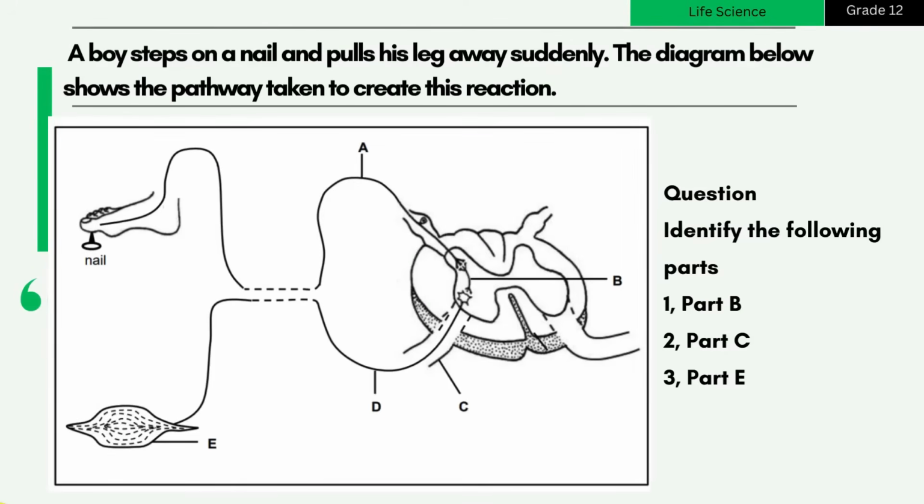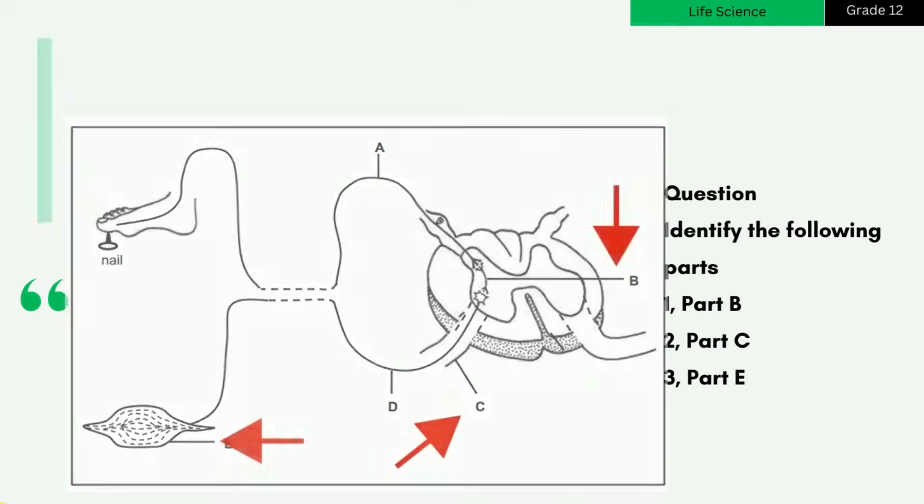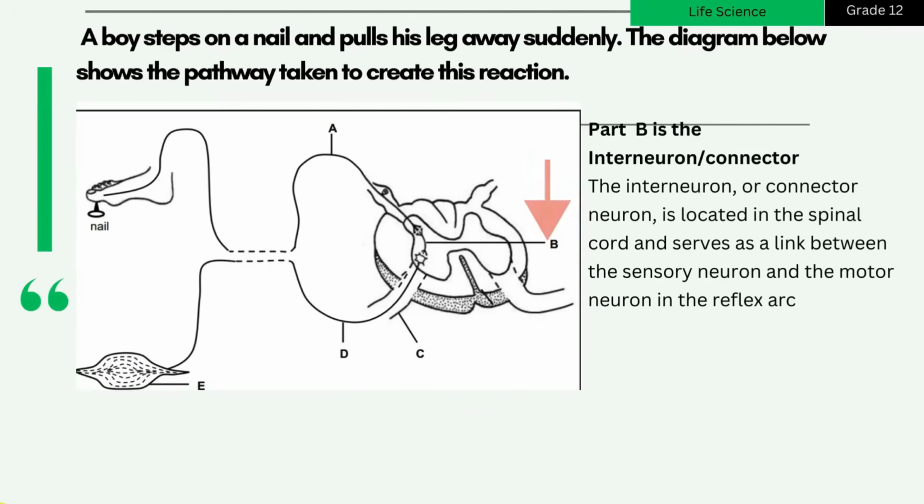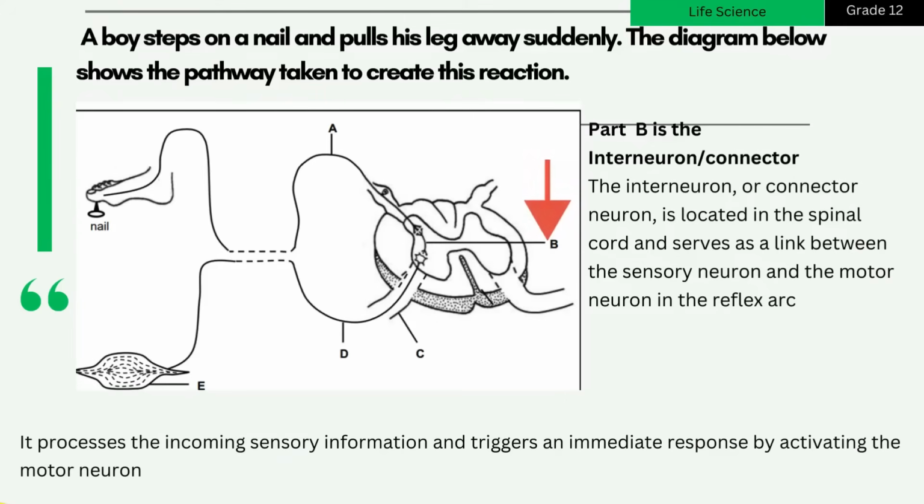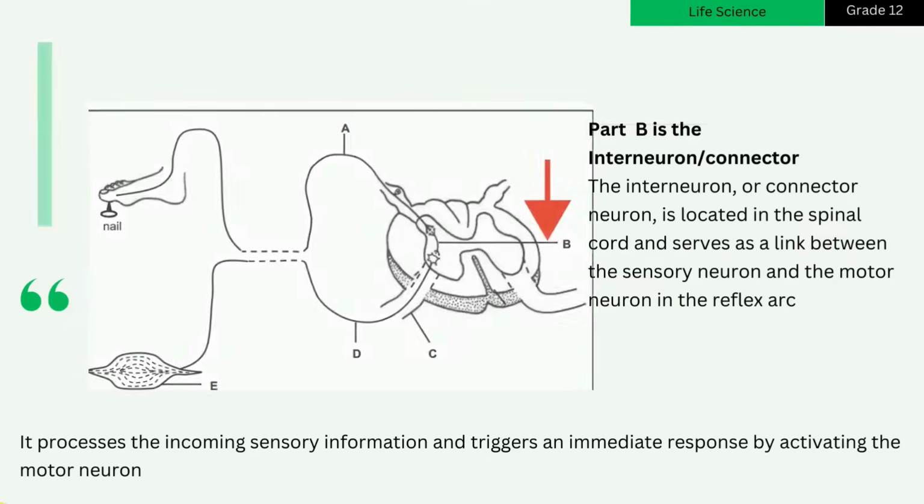Question. Identify the following parts. 1. Part B. 2. Part C. 3. Part E. 1. Part B is the interneuron, a connector. The interneuron, or connector neuron, is located in the spinal cord and serves as a link between the sensory neuron and the motor neuron in the reflex arc. It processes the incoming sensory information and triggers an immediate response by activating the motor neuron.